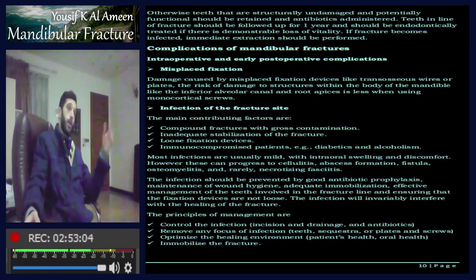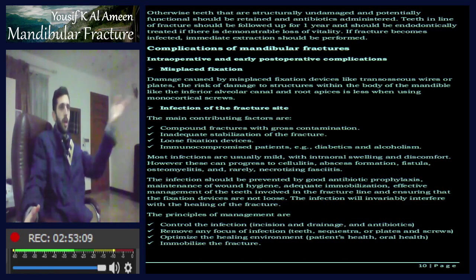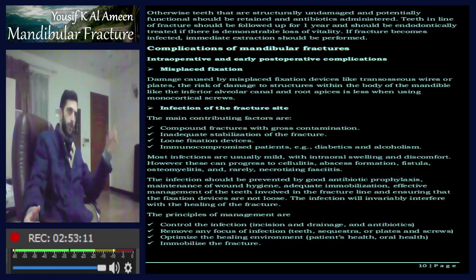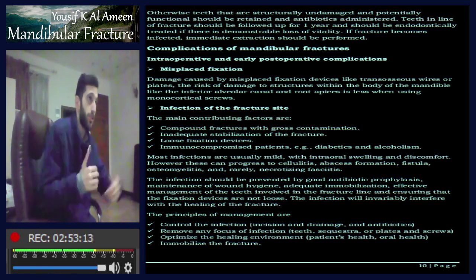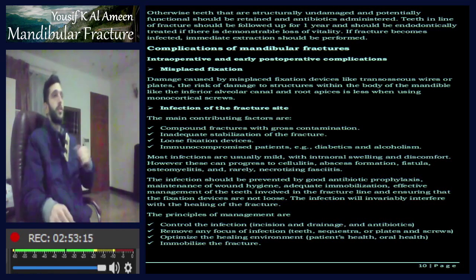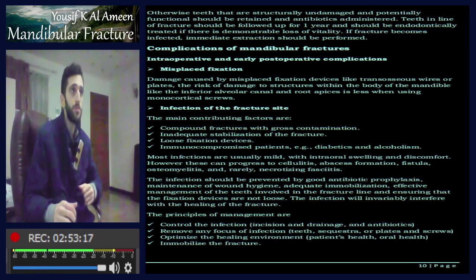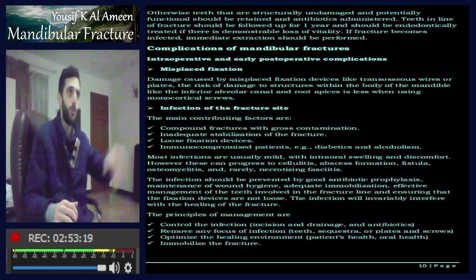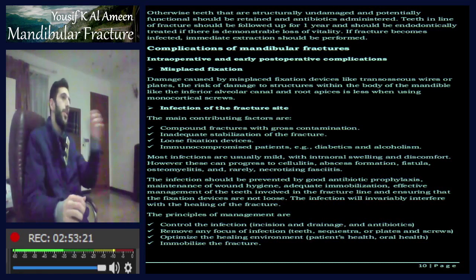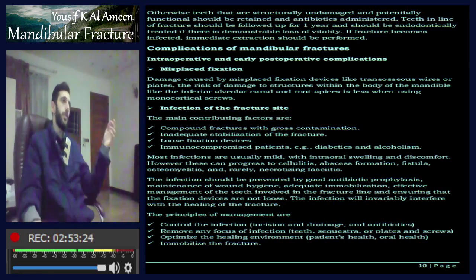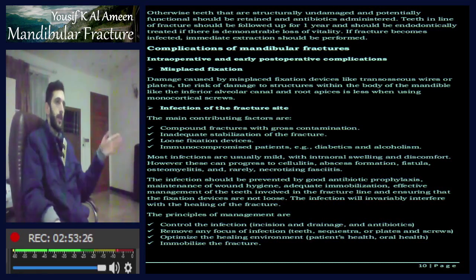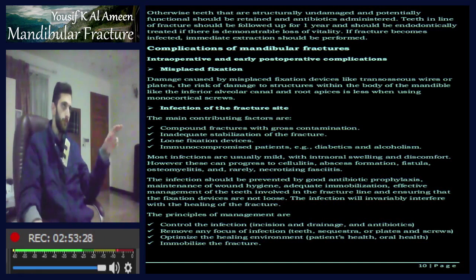This one is having an issue with screws other than monocortical screws, saying that damage caused by the misplaced fixation device, like transosseous wiring or plates, is not like with the monocortical screws. The risk of damage to structures within the body, like the inferior alveolar canal and root apices, is less when using monocortical screws.